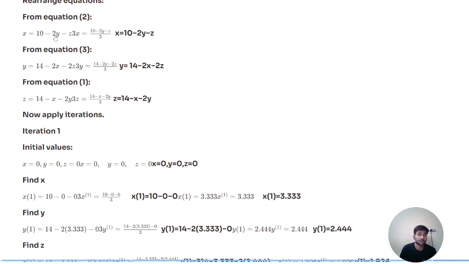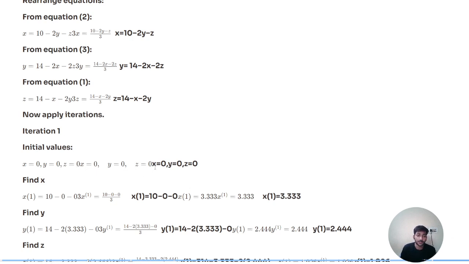x is equal to z minus 2 by minus 3 minus z. Then after updating the value, we will get x is equal to 10 minus 2 minus 2 by minus z. And similarly, we will update the second equation, y is equal to 14 minus 2x minus 2z, and z is equal to 14 minus x minus 2y. And after that we will apply a similar updation, as earlier: we put x is equal to 0, y is equal to 0, z is equal to 0.